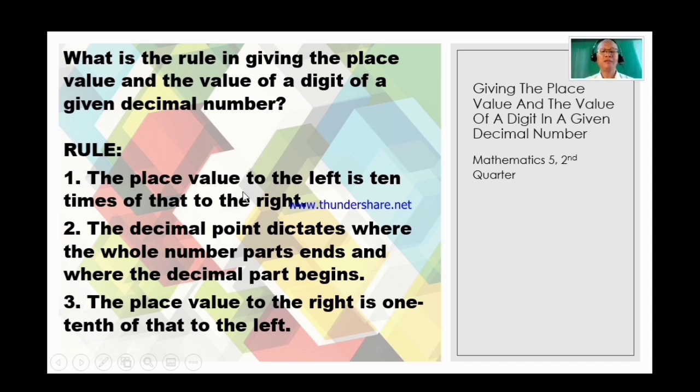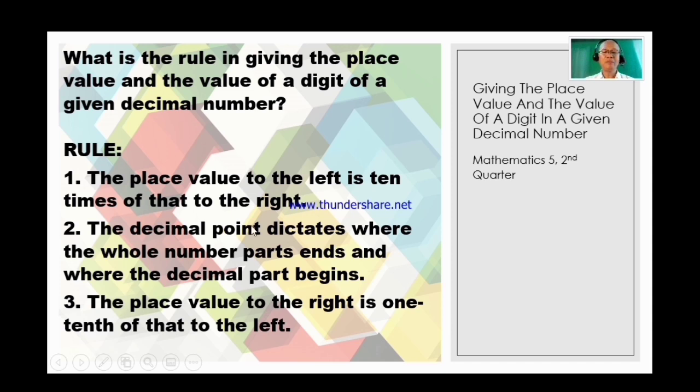Number 1, the place value to the left is 10 times that to the right. If we also use this in a whole number, it is still the same. From 1, once we move it to the second place, it becomes 10. So it multiplies 10 times.